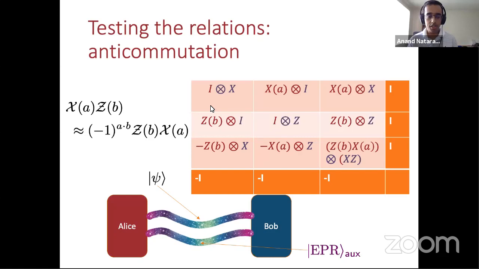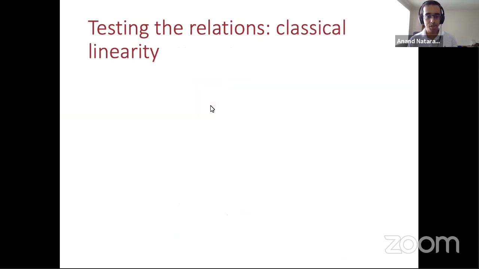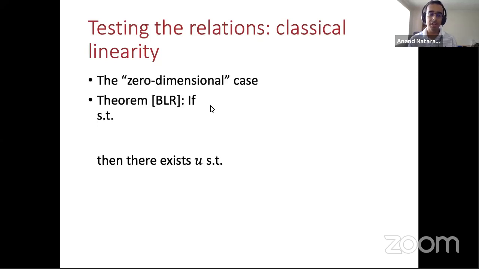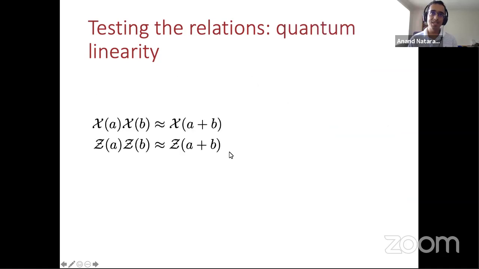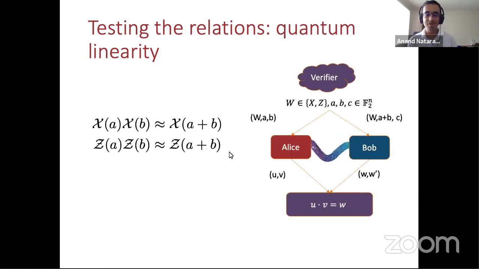Okay, so the magic square game can already certify this kind of relation. It can certify this anti-commutation. Now the other class of relations was this linearity relation. And actually, there's already a test for this kind of relation in the world of Boolean functions. This is called the linearity test. Actually, maybe it's easier if I just say it in the quantum case. So I'll just show you the quantum test, and I'll explain how it works.